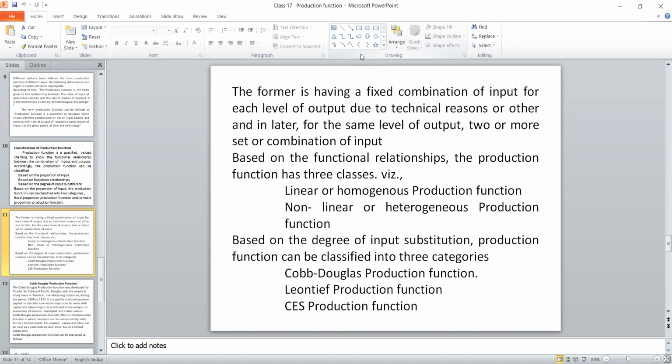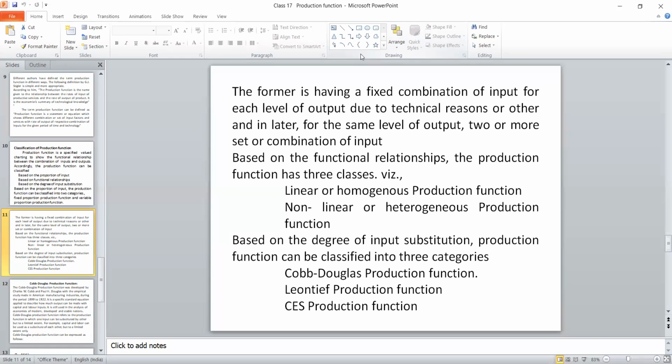Most of the time, the linear production function is called homogeneous production function. Non-linear means it is heterogeneous. So how they are, whether they are directly related or indirectly related, that is a direct proportional change from input to output means it is linear function. Suppose it is not direct, then it is not linear, it is non-linear.